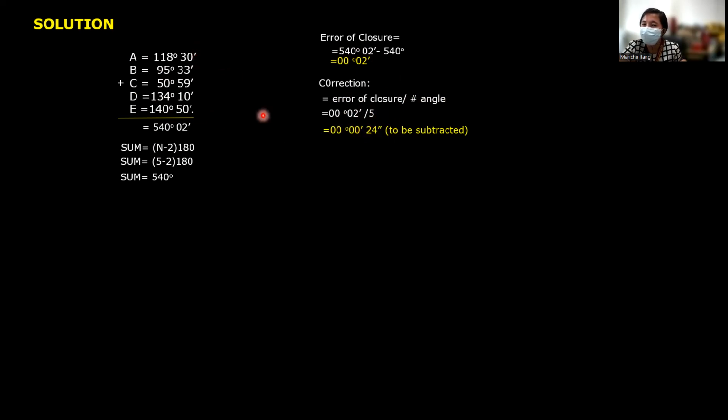So now, are we going to add or do we need to subtract the correction? When are we going to add? We are going to add if the error of closure is negative, and we need to subtract if the error of closure is positive. So in a nutshell, we need to subtract this one since sumobra. So pag ito naman ay kulang, like 539 degrees, something lang, so kulang siya, we need to add. So in this example, sumobra siya ng 2 minutes, therefore yung ating 24 seconds na i-apply natin sa bawat angle is we need to subtract that one.